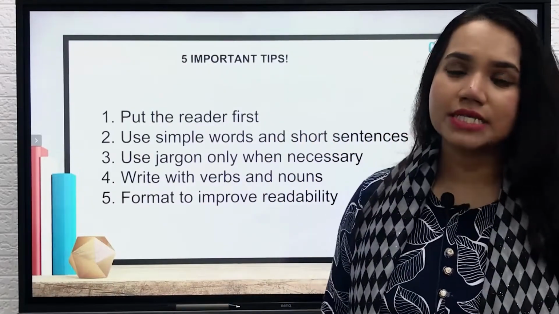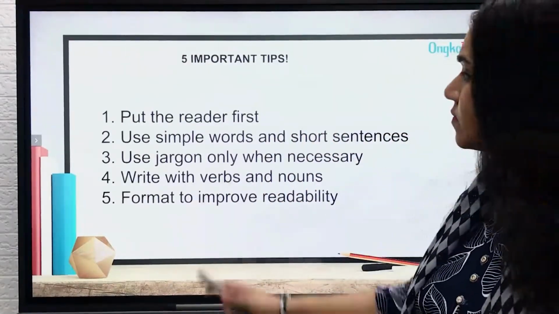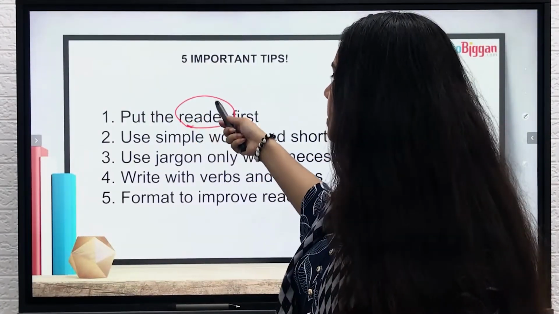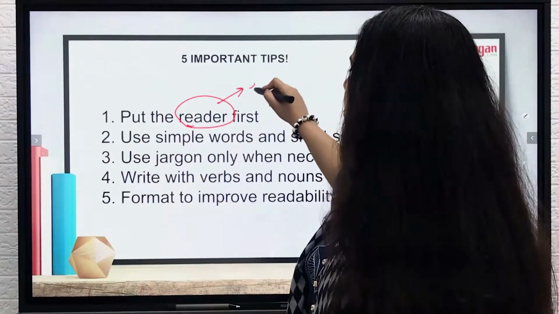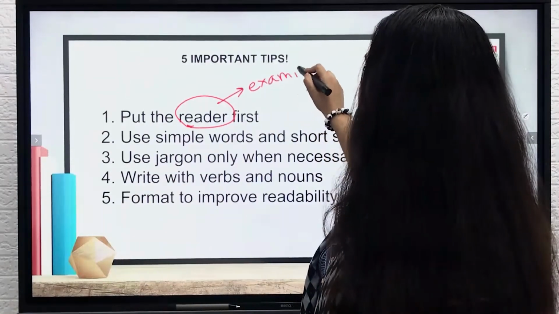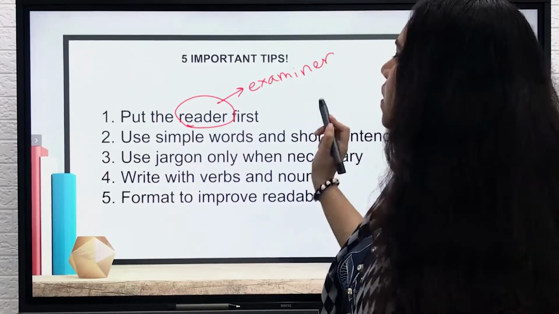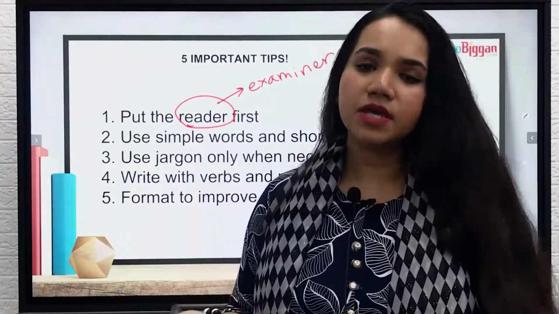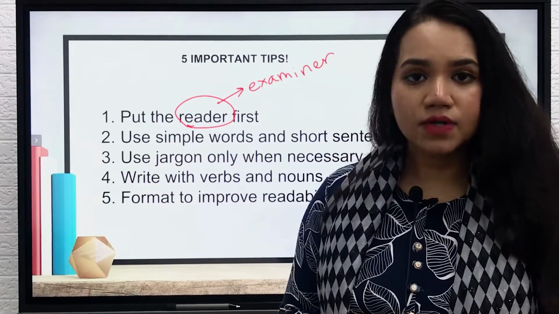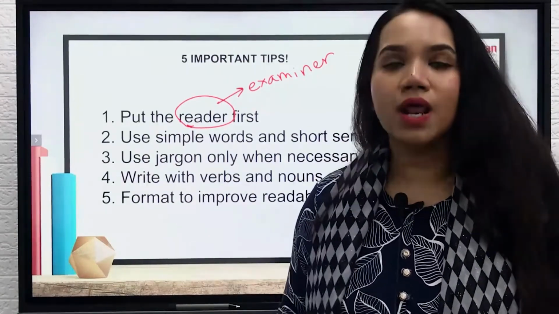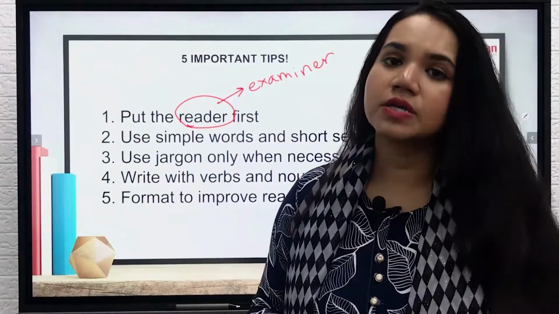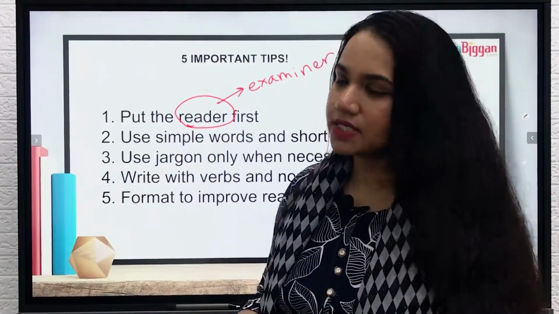Important tips for writing. Number one is putting the reader first, which means that the reader is the person who is going to check your copy, right? Like your examiner. So the person who is going to check your copy must know or must like the things that you're reading. So you have to understand that you cannot use any colloquial language or any slang or any abbreviations, because of course the person who is reading this might get offended, okay?